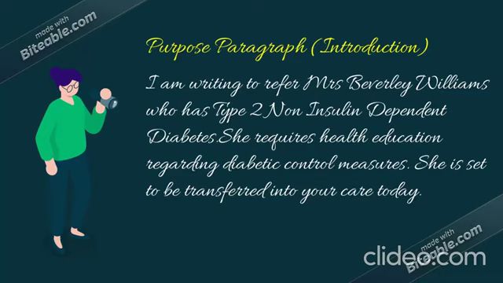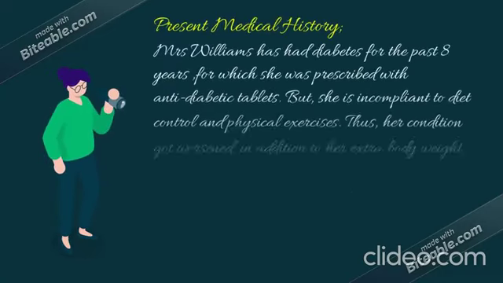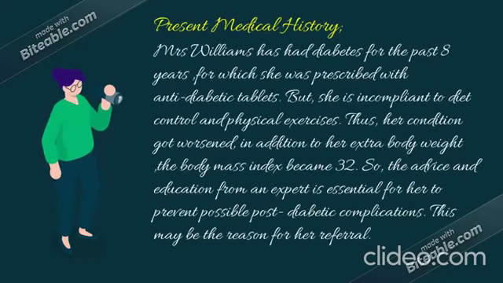Next paragraph is our present medical history. As I informed you in my earlier video, here you have to write like a story from the starting, and what has happened until now for the patient. So here we can write Mrs. Williams. Hereafter you have to write only the patient's surname. Mrs. Williams has had diabetes for the past 8 years, for which she was prescribed anti-diabetic tablets. But she is non-compliant with diet control and physical exercises.